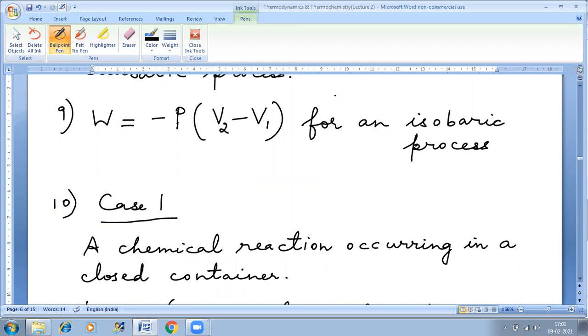Now, we have a chemical reaction occurring in a closed container. If the container is closed, that means the volume of the container is fixed. So there is no change in volume. That means I say that delta V is 0. Because delta V 0 means what? There is no change in volume. Why is there no change in volume? Because the container is a closed container.